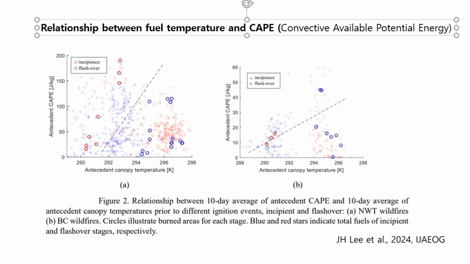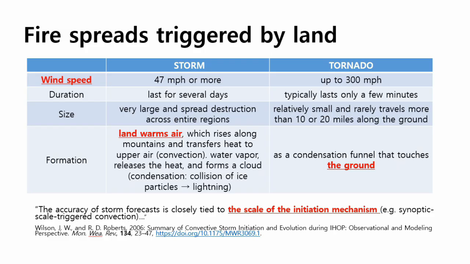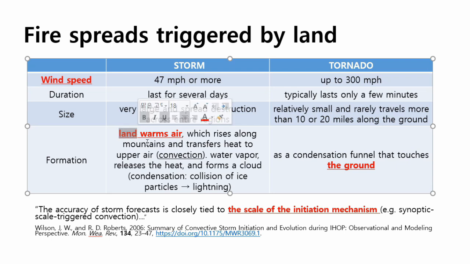As we briefly discussed in the previous session, convection is one of the intermediate processes to initiate the storm, and we are showing that this warmed land surface can initiate convections and increase the convective available potential energy so that they can finally cause a storm and lightning and so on. So we are just checking this process.